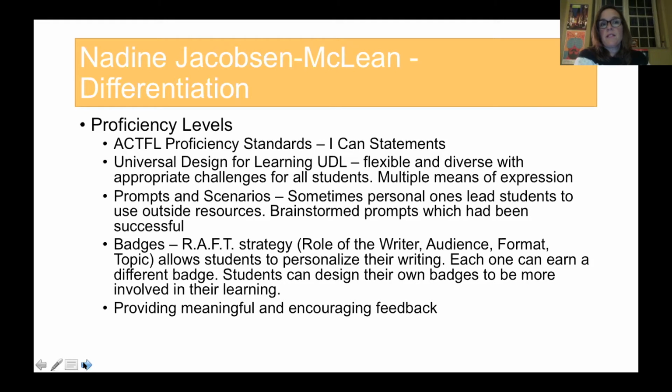She brought up the idea of badges. Badges are something that the teacher or instructor can create, but that the students can also create. She taught us about the RAFT strategy, where for writing, you can come up with, first of all, let me move my chat window here.